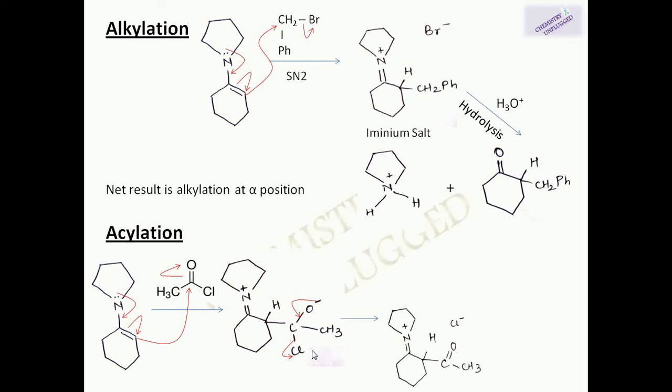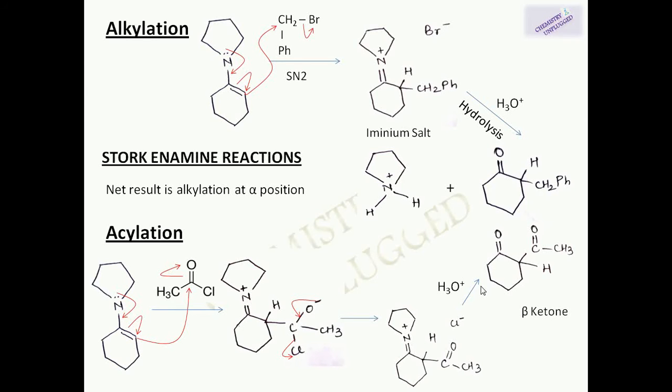We again have an iminium salt. We hydrolyze it. Then we have the acetyl group attached on the alpha carbon of cyclohexanone. All these types of reaction are known as the Stork enamine reaction, alkylation or acylation of ketones using secondary amines, and the reactions are acid catalyzed. We always need a strong alkylating agent for this type of reaction.